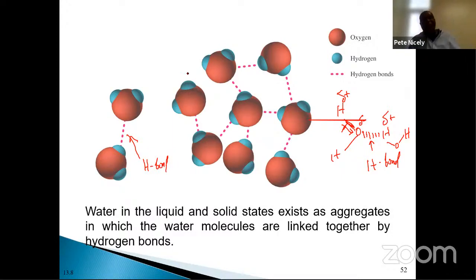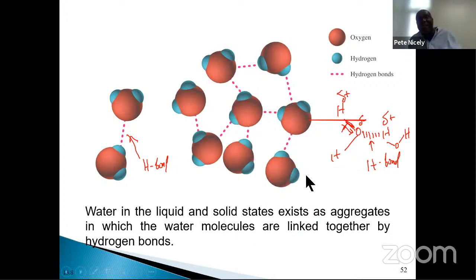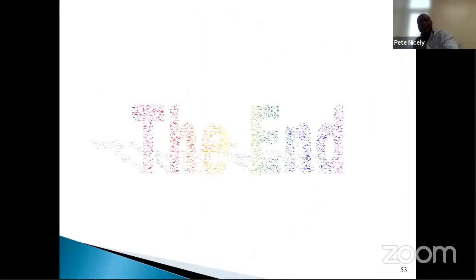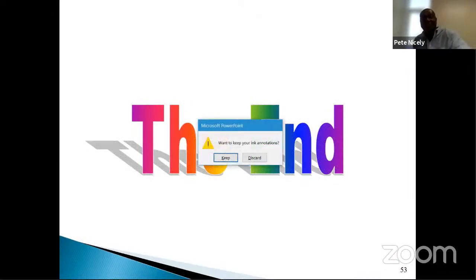So basically, if you could actually see the water molecules in a sample of water, as stated here, it will exist as aggregates in which the water molecules are linked to each other by hydrogen bonding, all right? So that's basically what happens in the case of water. And something similar will happen in the case of other molecules, which contain hydrogen bonded to either oxygen, nitrogen, or fluorine, all right? Okay, so that's basically the end of this chapter.